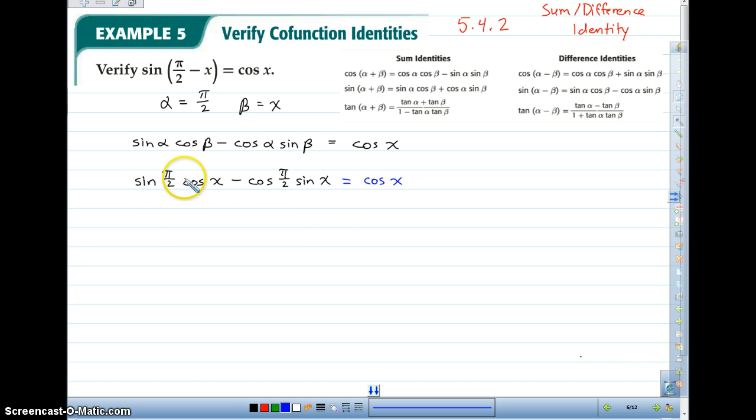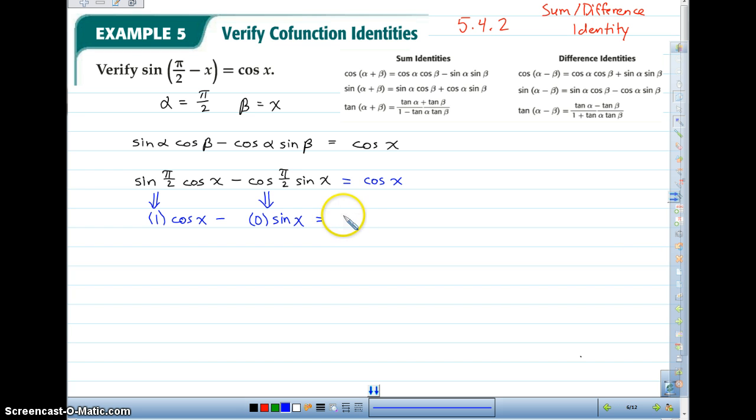So now we can use our unit circle to evaluate the sine of this function. We're going to have to leave cosine of x in terms of cosine of x because we can't actually evaluate that. But the sine of pi over 2 is equal to 1, so this changes to a 1 times the cosine of x minus, and cosine of pi over 2, that's going to change to a 0. So this is 0 times sine x.